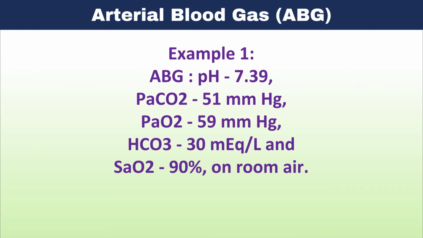If the ABG result shows pH 7.39, partial pressure of carbon dioxide is 51, partial pressure of oxygen is 59, bicarbonate is 30, and SaO₂ is 90 on room air. In this case, what is the result of the ABG interpretation?